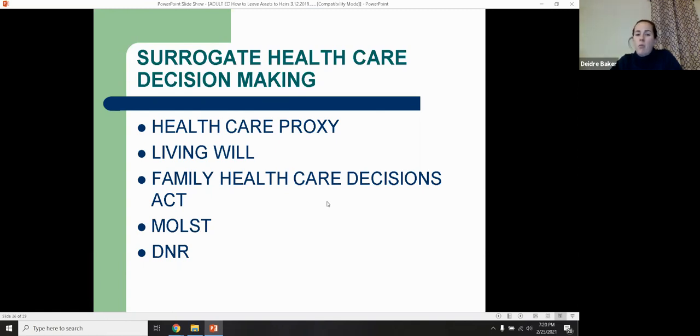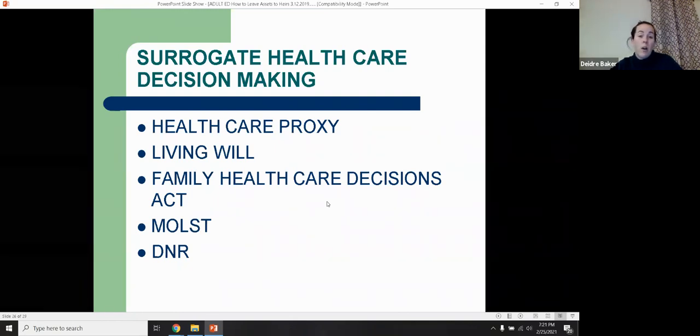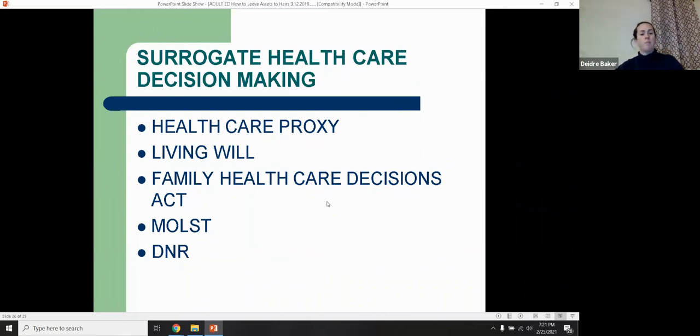A MOLST form stands for Medical Orders for Life-Sustaining Treatment. It's a bright pink form. So the MOLST and the DNR, which is a Do Not Resuscitate order, they're not documents that you would go to an attorney to have prepared. Those are typically documents that are done in a healthcare setting after you've spoken with a doctor or a social worker. It's typically when you're, unfortunately, not doing well health-wise, and it's really just listing out some of the different end-of-life decisions, or treatment rather, that you want or don't want.